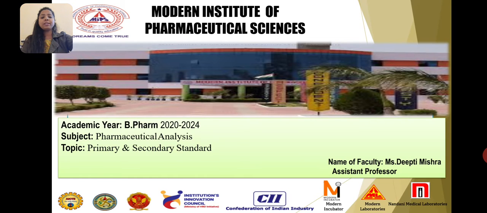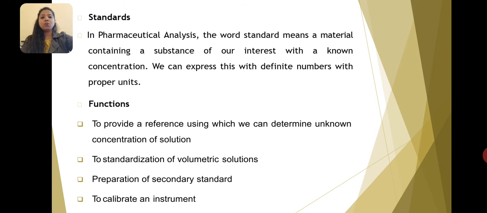Today I am going to discuss the primary and secondary standard solution in pharmaceutical analysis. So, let's start with the standards. What is a standard? In pharmaceutical analysis, the word standard means a material containing known concentration. So, the accurately known strength is called the standard. We can express this with a definite number with proper units.